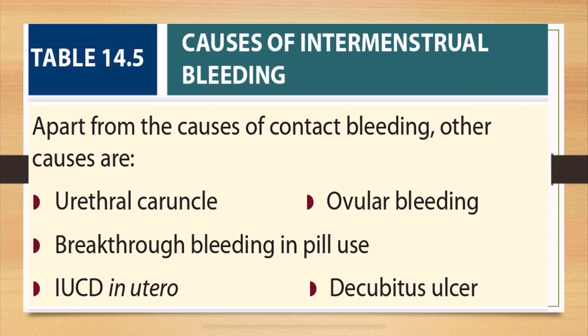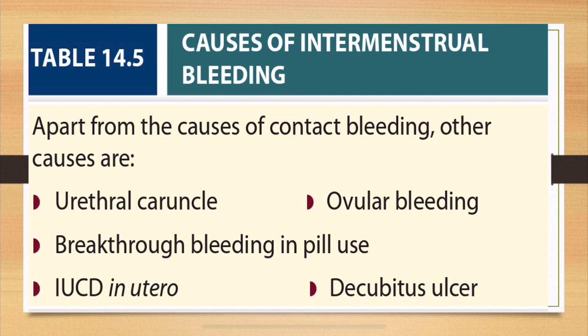It is a benign, localized lesion. It is a fleshy growth found on the posterior urethral meatus. So it is in the intermenstrual bleeding, but it is not occurring from the uterus. You have to imagine the urinary tract, the urethra. There is a fleshy growth there which is causing the bleeding, but it is coming from the genital tract.